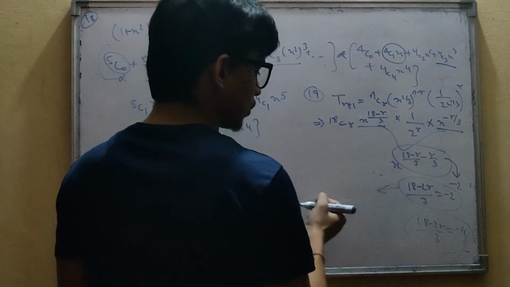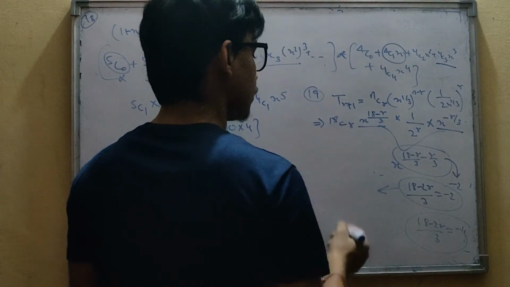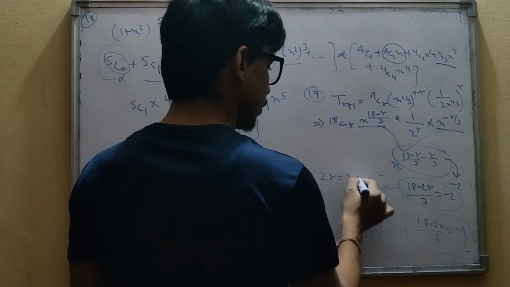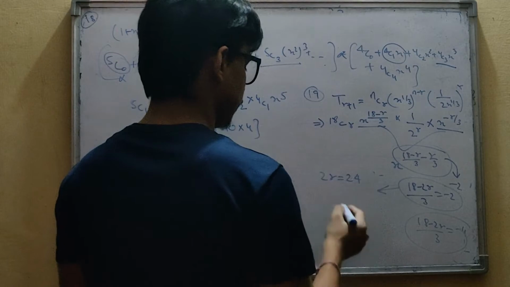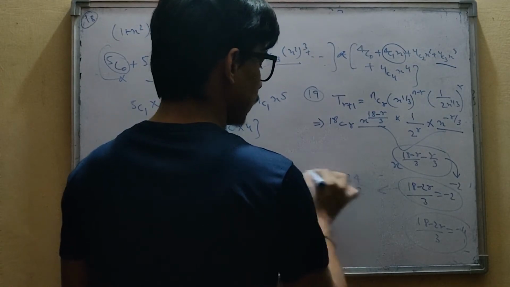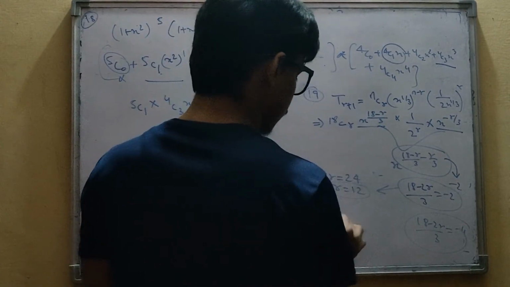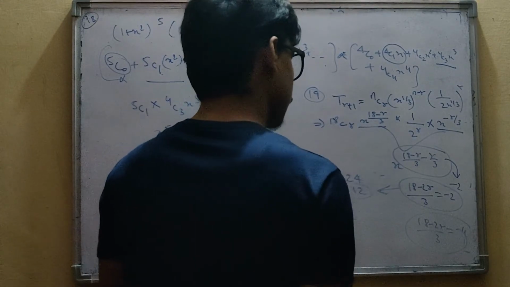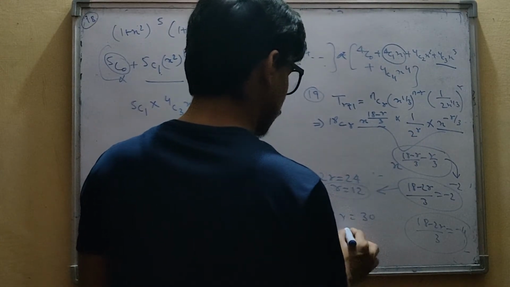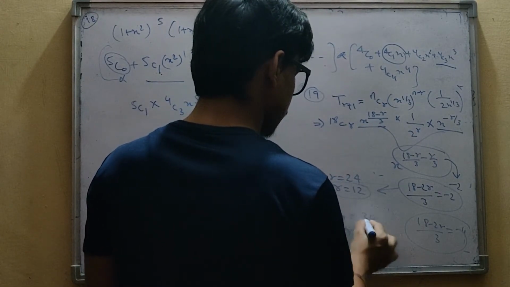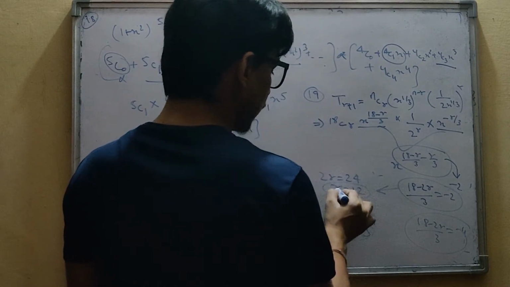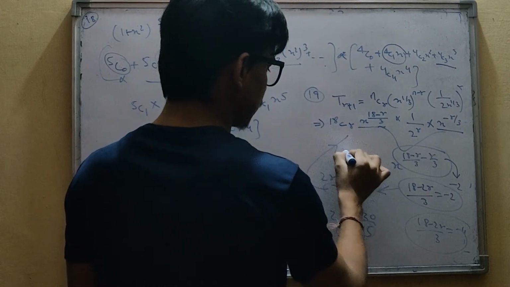If I solve it, 2r is equal to 24, I guess. 3 times minus 2 is minus 6, so 24, yes. So r is going to be 12. And from the second equation, if I solve it, 2r is equal to 3 times 4 is 12, plus 18, which is 30. So r is going to be 15, right? So for r equal to 12, whatever I get is going to be m.